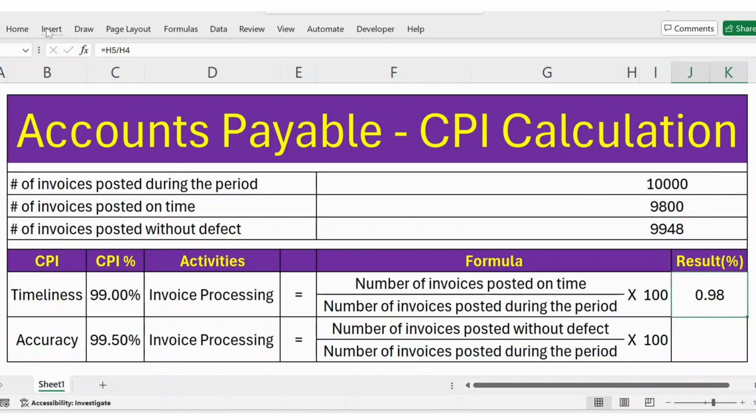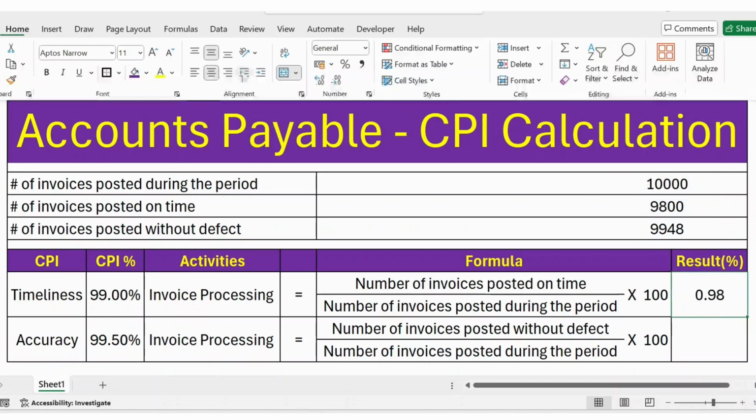So let's convert this to a percentage. Go to Home, and then instead of General, you can directly select Percentage here, and also let's increase the decimal.